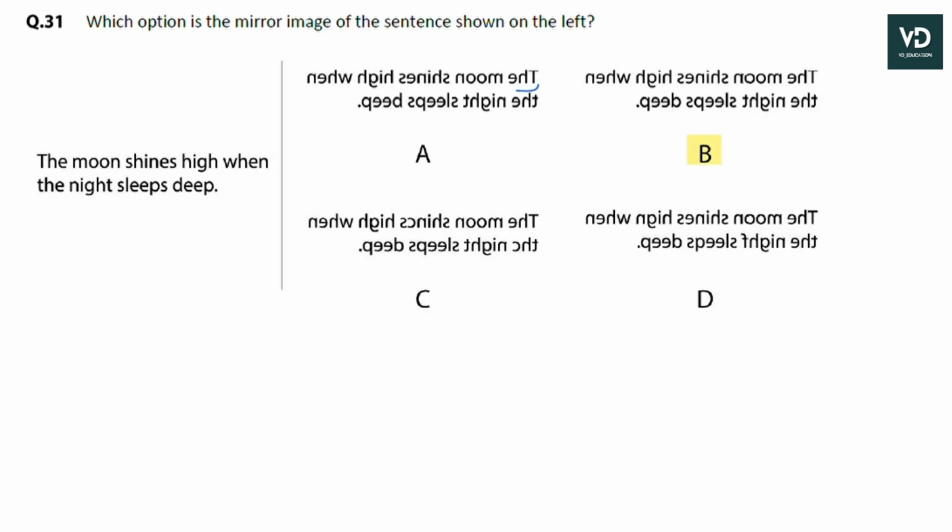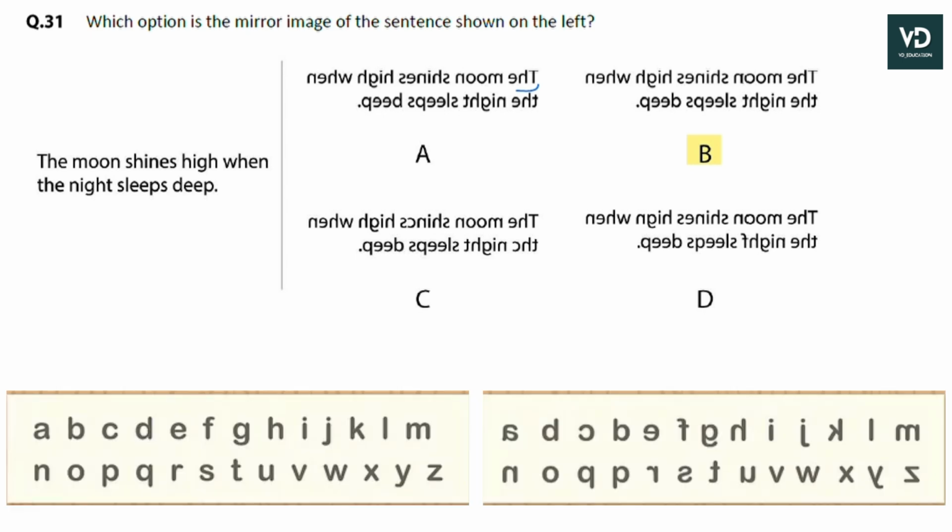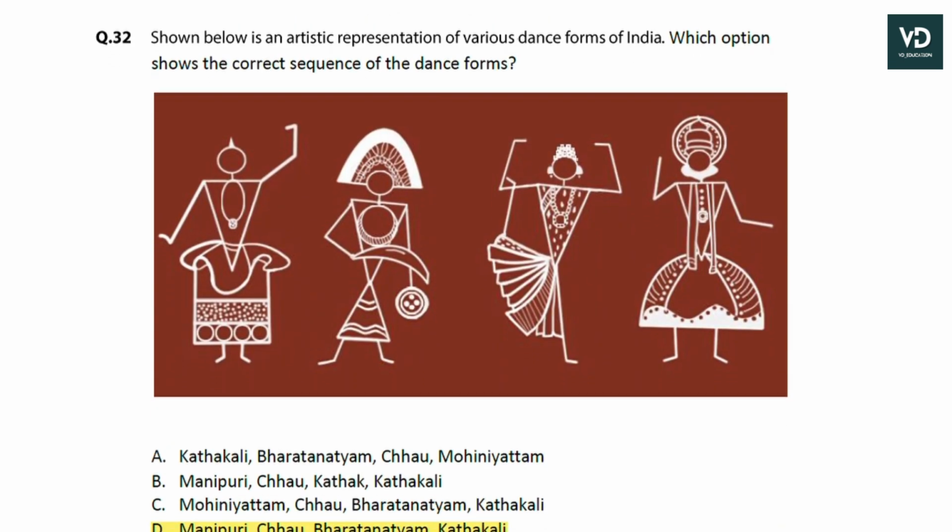Question number 31. Which option is the mirror image of the sentence shown on the left? The correct option is B. And these are some tricks that can be used for mirror images and water images shown on the screen. Question number 32.